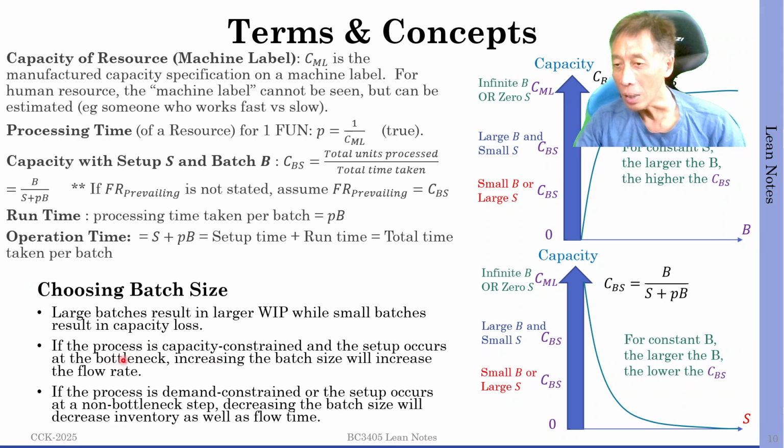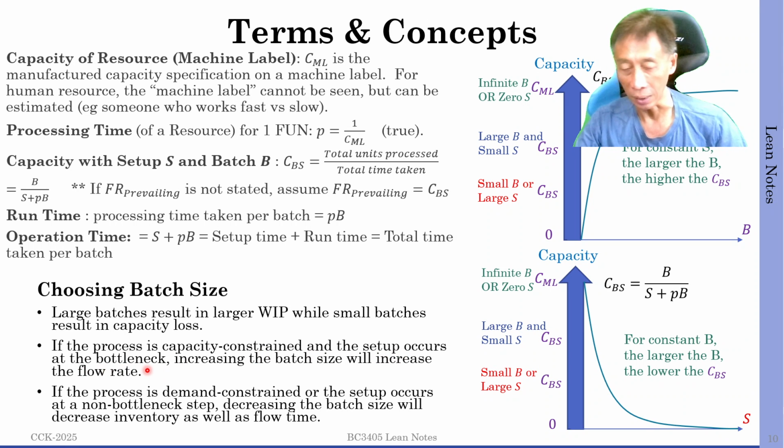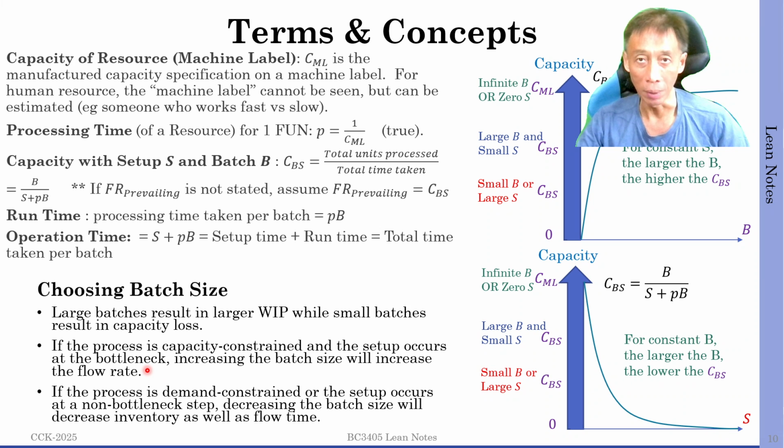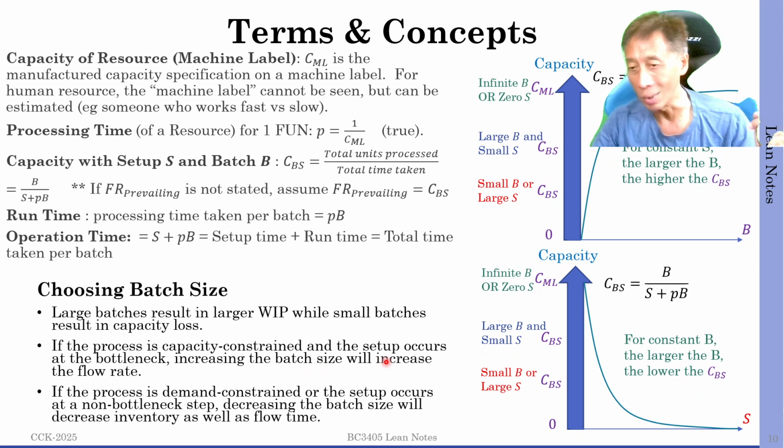And if the process is capacity constrained, all right, capacity constraint means people want our products, but we cannot produce fast enough. So we are constrained by our capacity. And the setup time occurs at the bottleneck. That means the bottleneck is already a bottleneck, and the severe setup time is observed at the bottleneck. And yet, setup time cannot be arbitrarily decreased easily. Very difficult. Therefore, increasing the batch size will increase the flow rate.